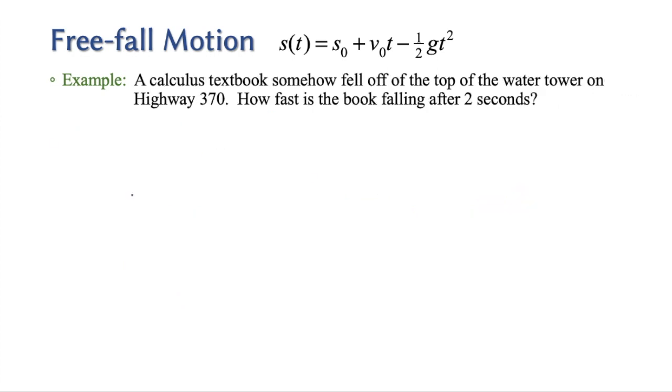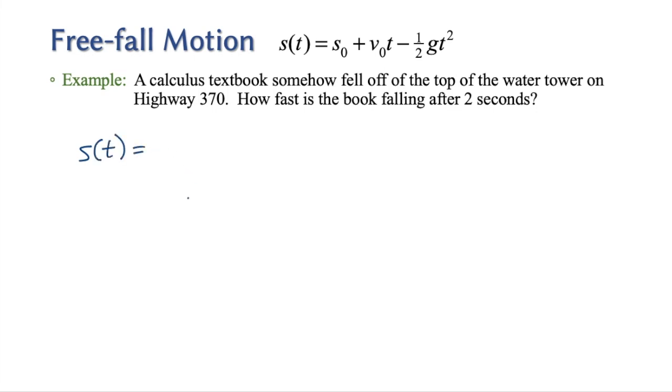Now in our last example, we'll look at a very simplistic idea of a calculus textbook falling off a water tower. When you read the question, that's all you're given. There's no initial velocity. It was simply dropped off the water tower, but it also doesn't really include how tall the water tower is. So when we create this position function to work with, we're simply going to have to work with gravity and only gravity.